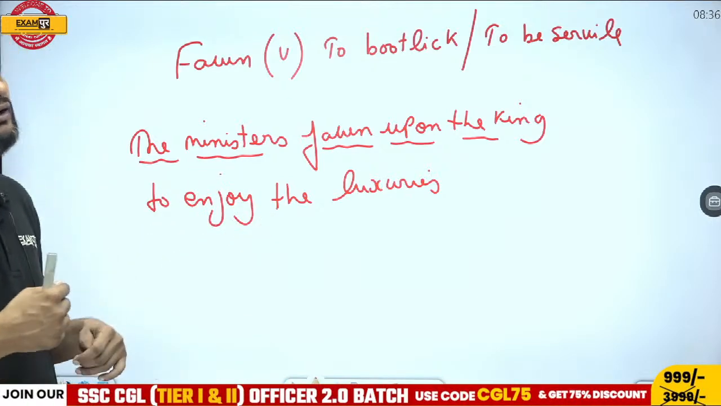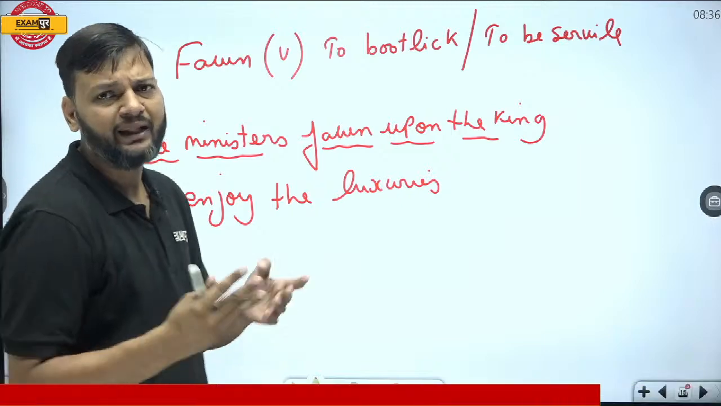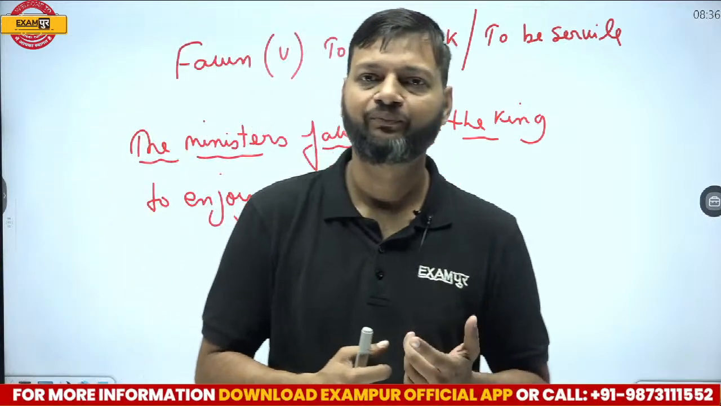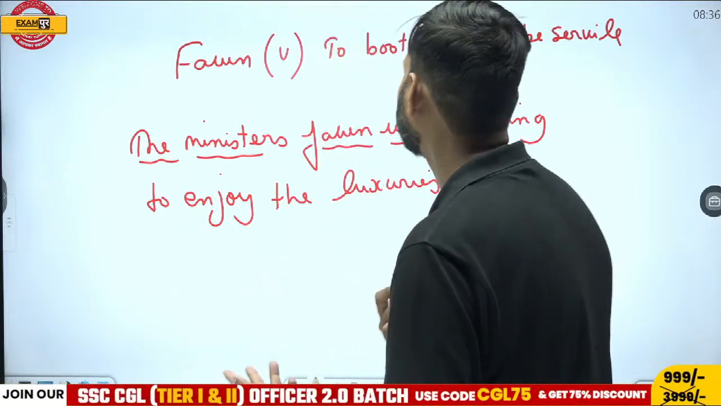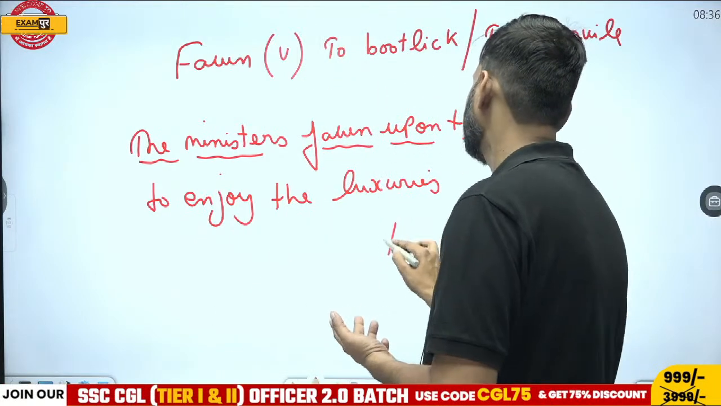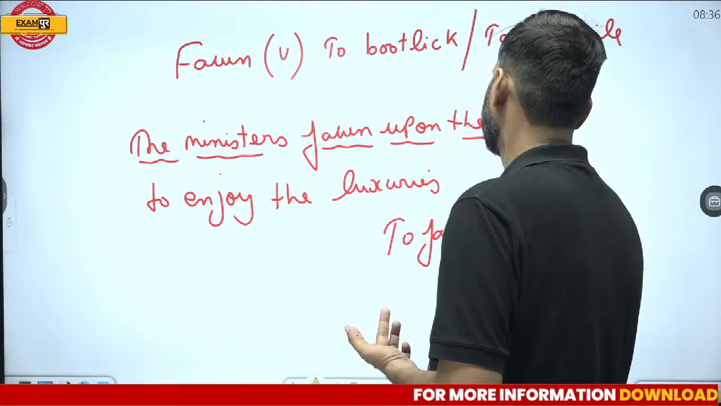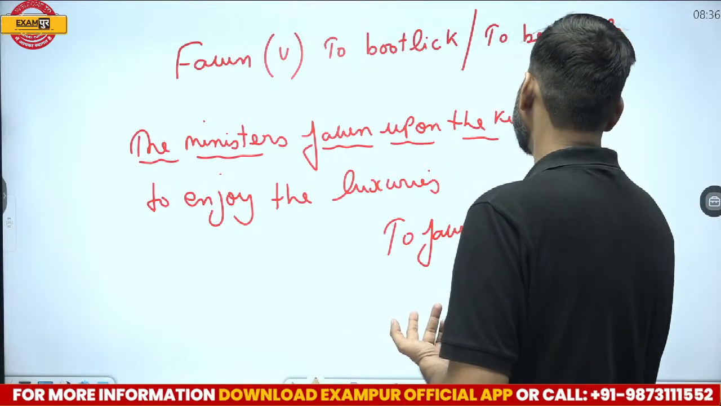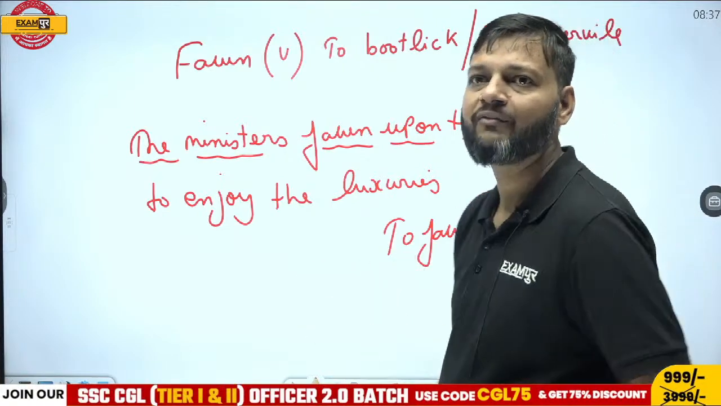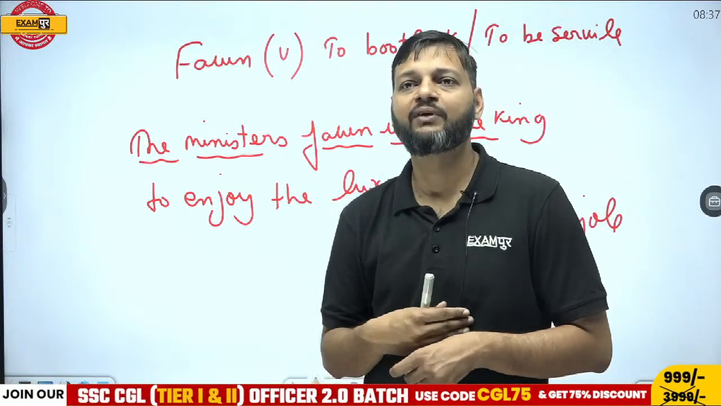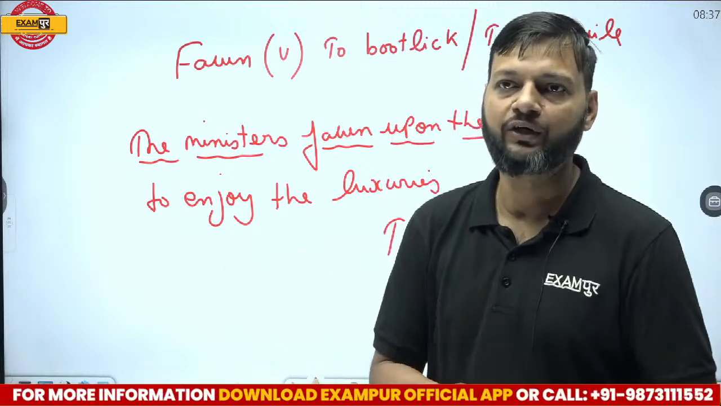In layman language, we can say buttering. Buttering means to cajole. One more word is there. To fawn means to cajole. When we cajole someone, it means, yeah, Prajwal, flattery is also the word.